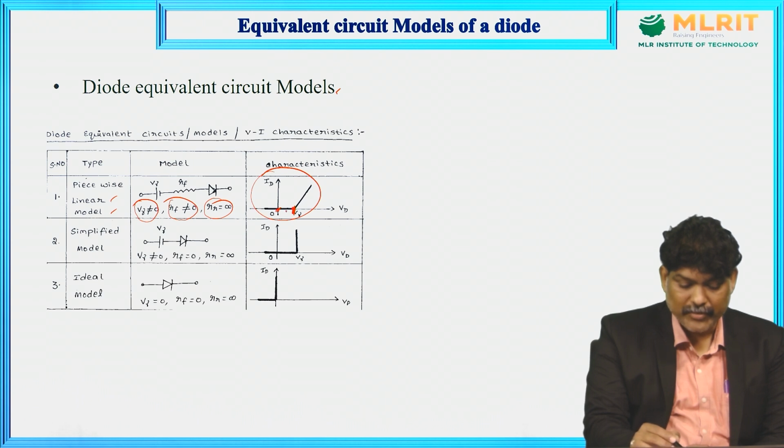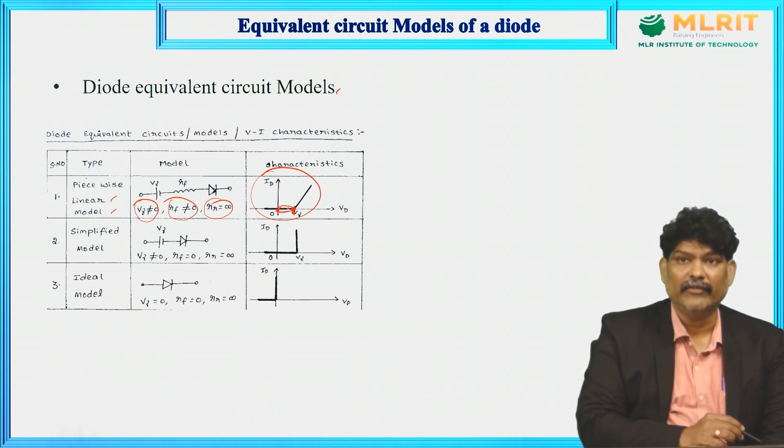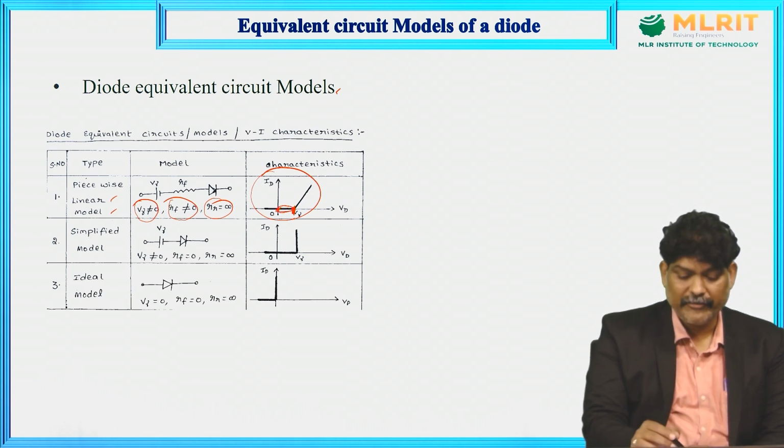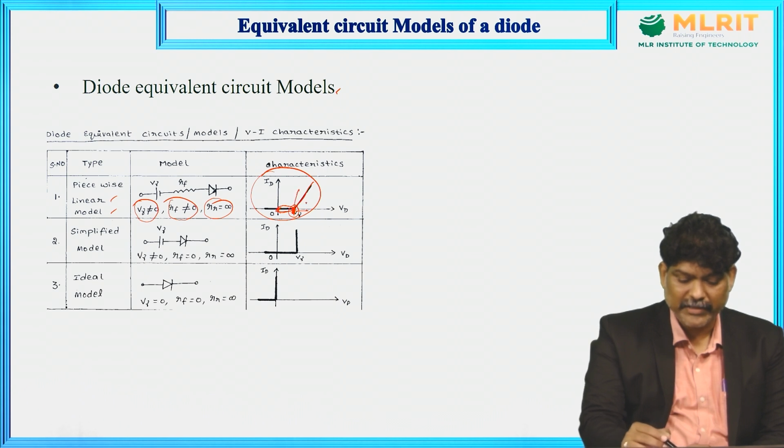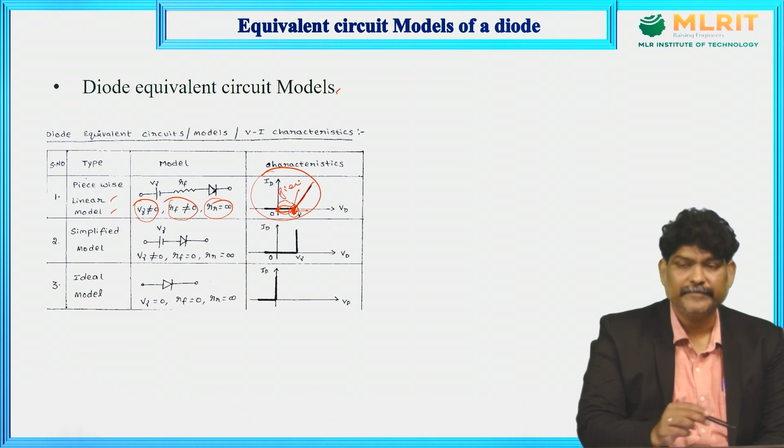So initially there is no current flow even though we are applying input voltage. Current is zero. But only at the particular voltage, that is the cut-in voltage, the current rises abruptly. So that means the voltage increases, current also increases, voltage increases from this point. Hence it is called piecewise linear.